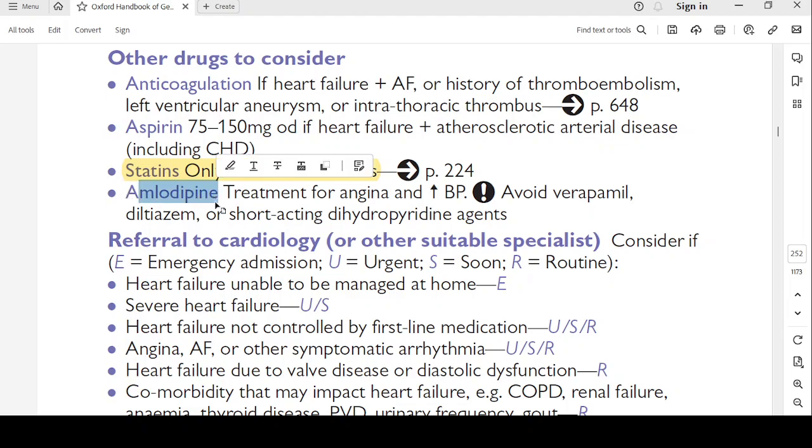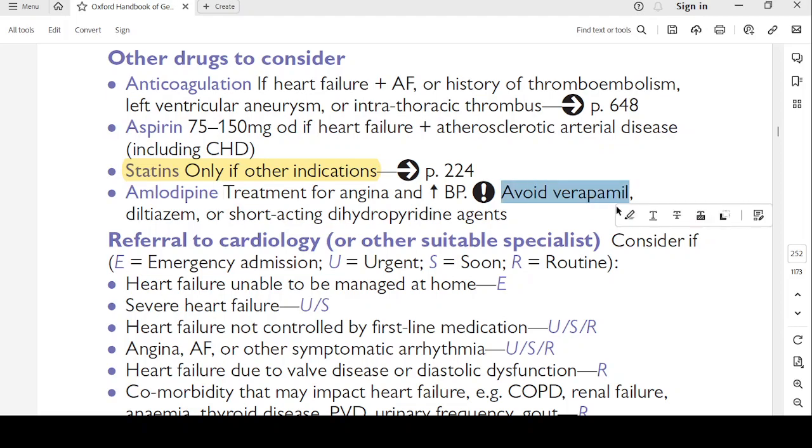Amlodipine in heart failure. Treatment for angina. So in case this patient is having heart failure secondary to MI and now he is having angina, as a treatment for angina, you give amlodipine, and also for raised BP. So either if he is having hypertension or angina, you give amlodipine. Avoid verapamil in heart failure.